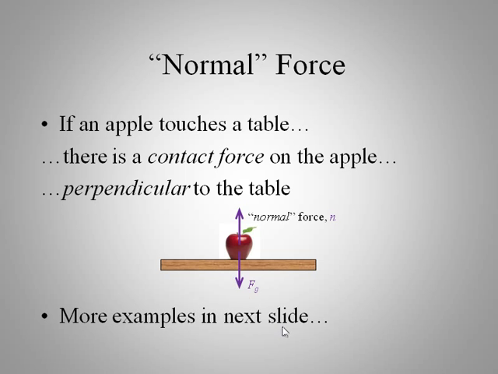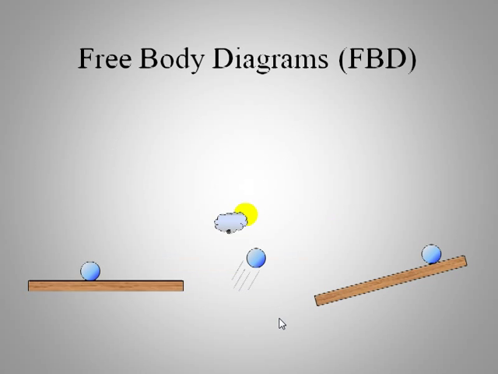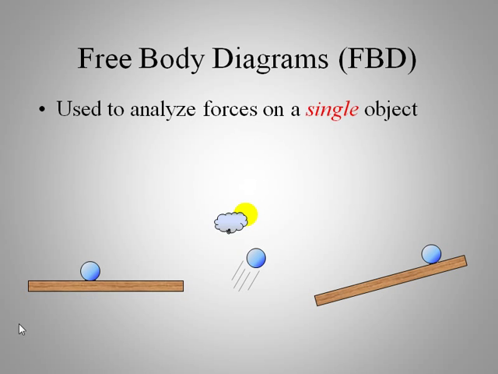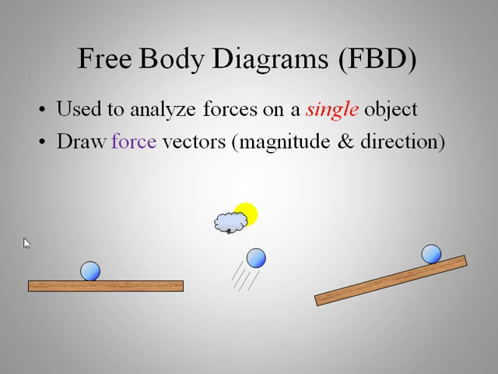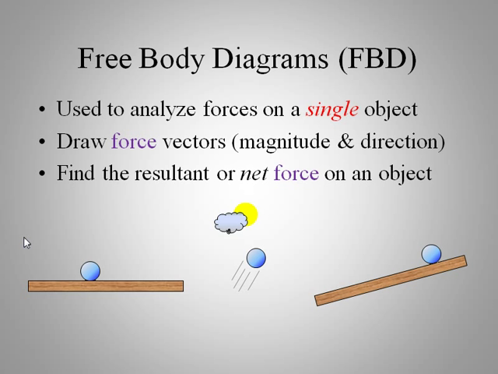So let's see some other examples of a normal force here. Here we have a ball on a table. We're going to use our free body diagram to analyze the forces on any one single object. This is going to be important because it's going to help immensely in analyzing the dynamics of objects. So let's draw the force vectors. You have to include the direction, certainly, and we're going to find the resultant, or net, force on your object.